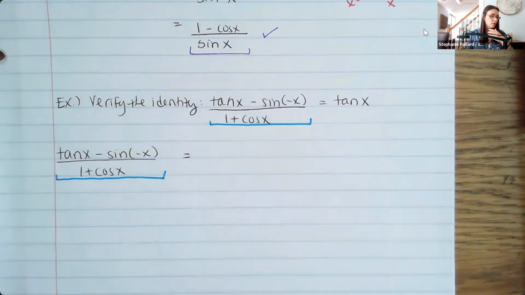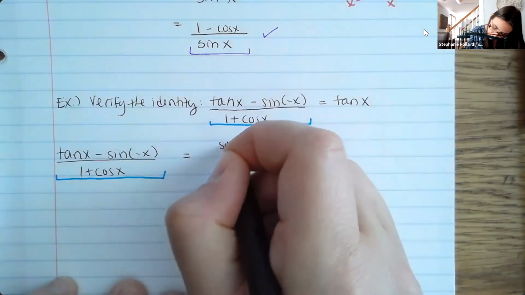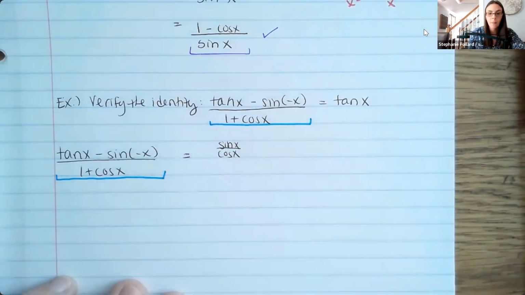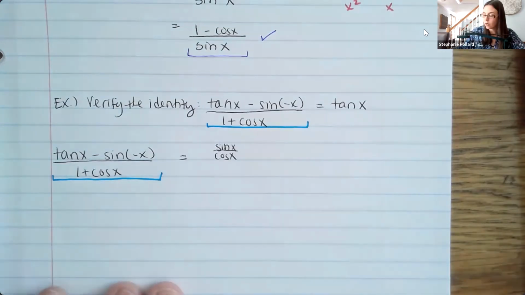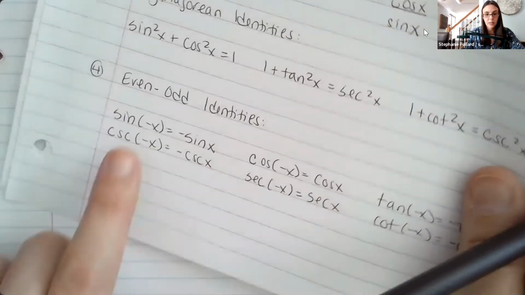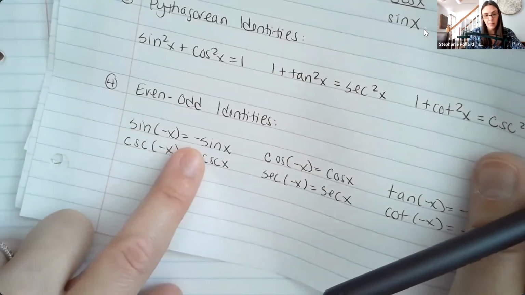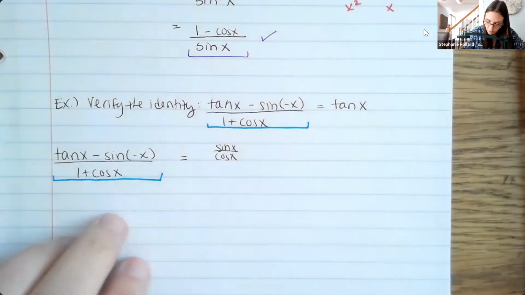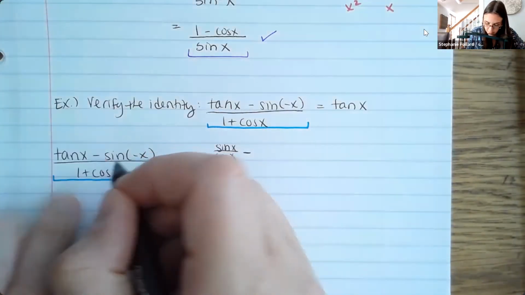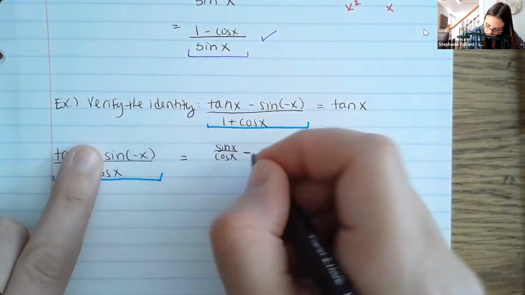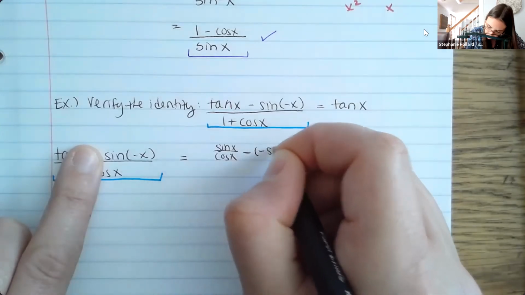All right, so I'm going to just start doing a little bit of manipulation here and just kind of seeing what I can get to. So let's see, usually I like to take that tangent and make it sine over cosine. I'm going to have a lot of fractions going on, so I'm just going to be careful. So that becomes sine x over cosine x. Now, don't forget, you also have your even odd identities here. So sine of negative x is negative sine of x. I'm going to make that change as well. So I have minus, right, minus, and then this becomes negative sine x.